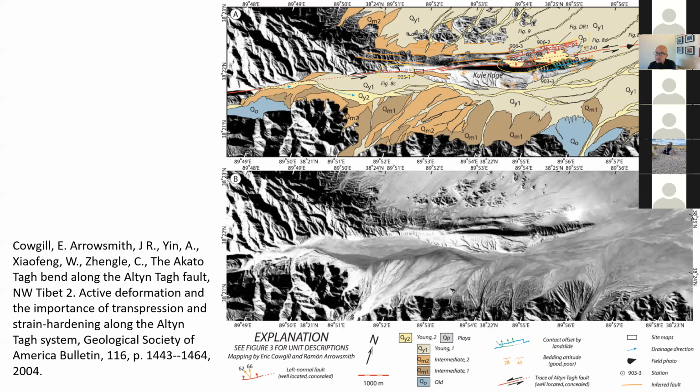So this is part of the Altyn Tagh fault on the north edge of Tibet, from some mapping we did to try to figure out what was going on there. So let's move on. Please interrupt me, but I wanted to look at a few more maps just to get a flavor of things.